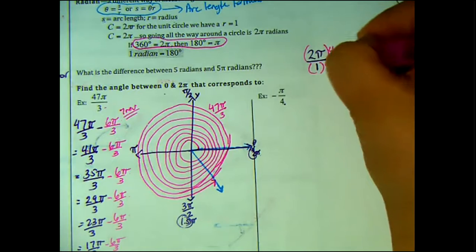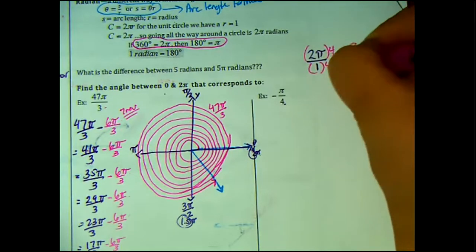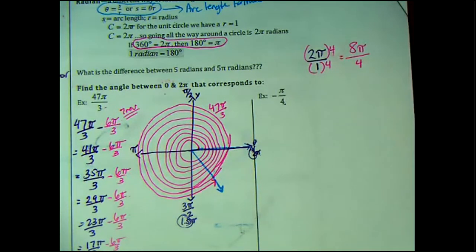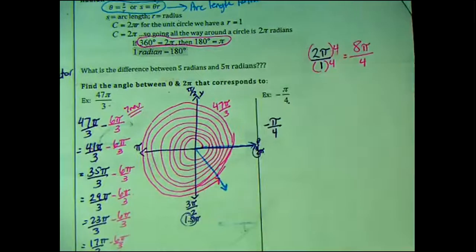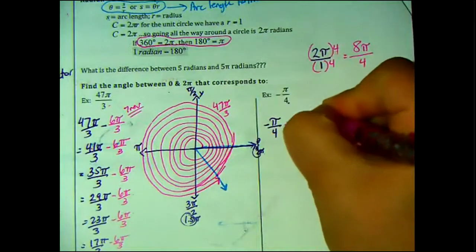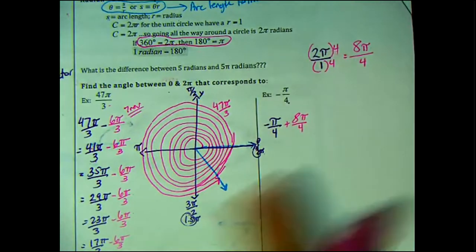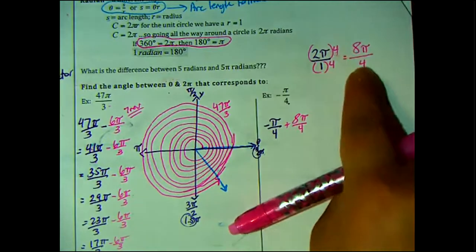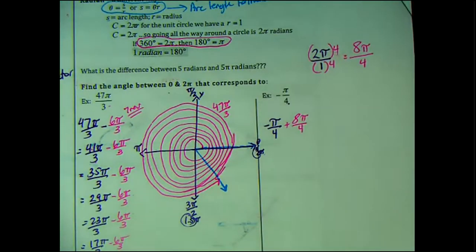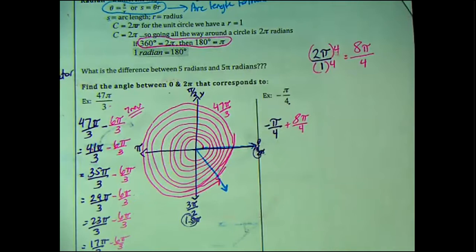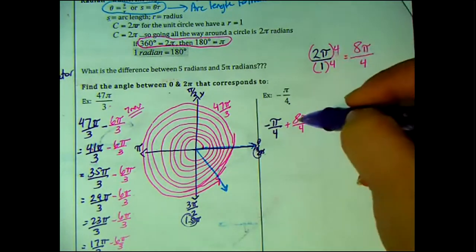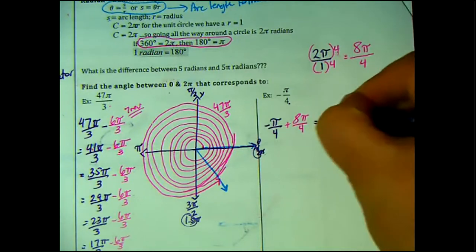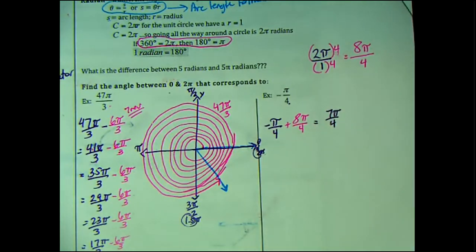So we're going to multiply top and bottom by the denominator that we want. And so this is going to give us our 8 pi, 4 times 2 over 4. So 8 pi over 4. And so we just take this negative pi over 4, and we're going to add 2 pi to it in the form of 8 pi over 4, okay? There's equivalent fractions, right? 8 divided by 4 is 2 pi, or 2. So we're going to add that, and we will get our positive fraction here, which is going to be 7 pi over 4. Okay? That'll be 7 pi over 4.